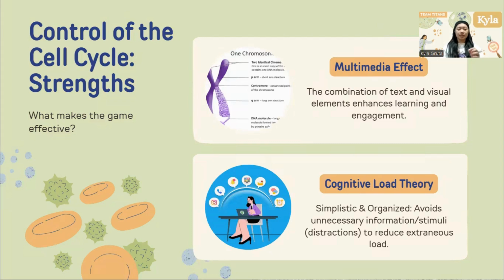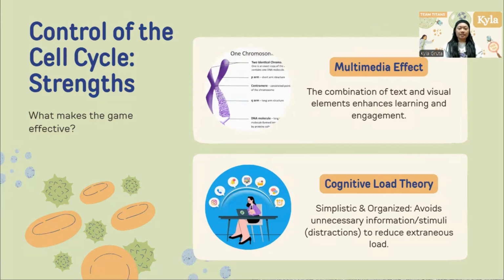Players are introduced to creative visual elements and concise written information that provide relevant details about the cell cycle, keeping them engaged as it's not text heavy. And animation is also used. This combination of text and visual elements reflects the concept of multimedia effect, which posits that people learn better with combined text and visuals instead of using a text or a visual alone.